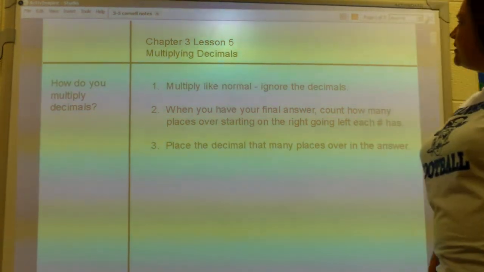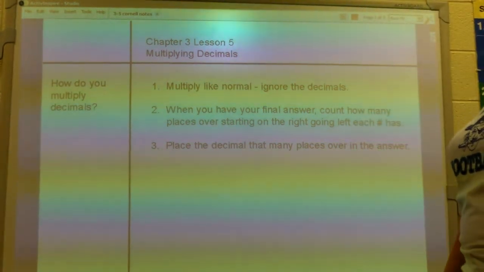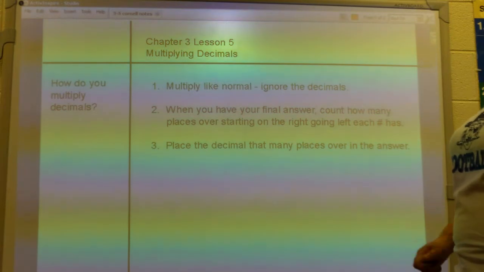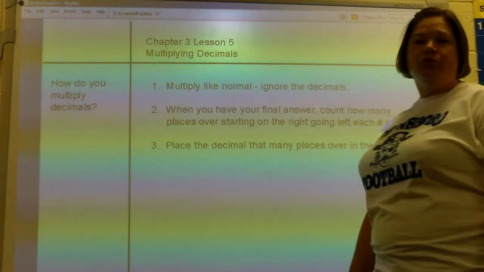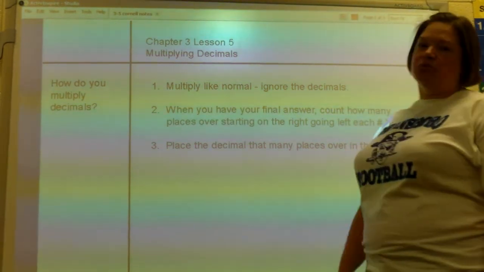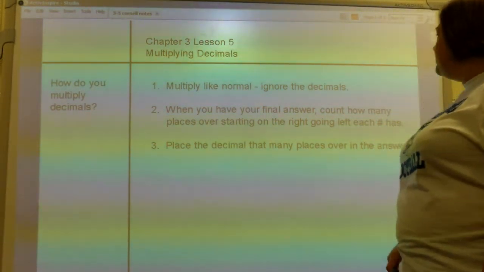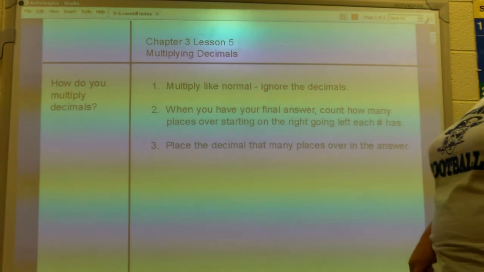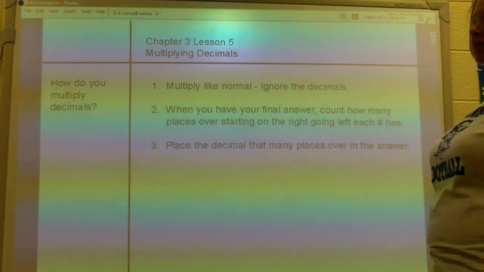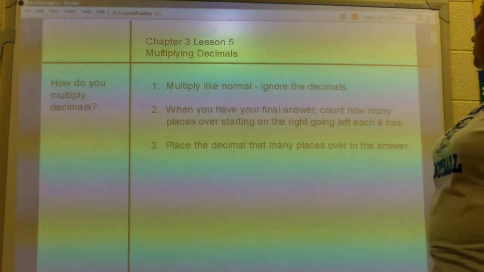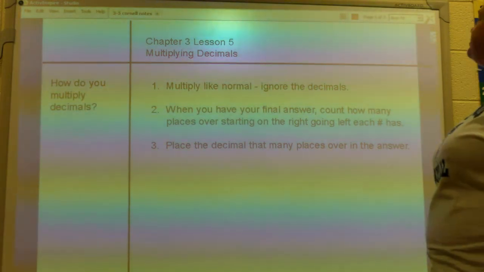Today we're going to look at Chapter 3, Lesson 5, Multiplying Decimals. How do we multiply decimals? Well, it's very easy. First, you multiply like you normally would, ignoring the decimals. Then once you get your final answer, count how many places over, starting from the right going left, each number has, and then place the decimal that many places over in the answer.